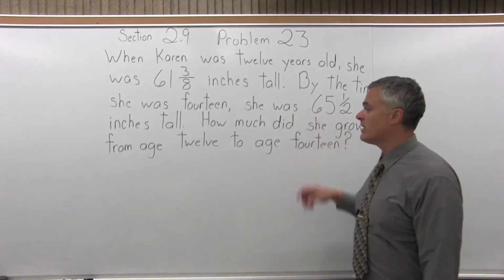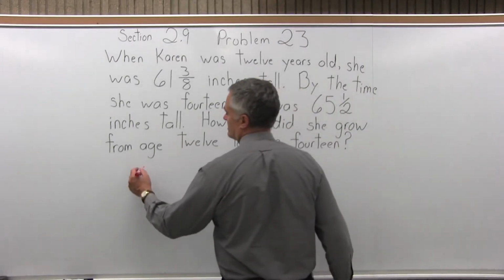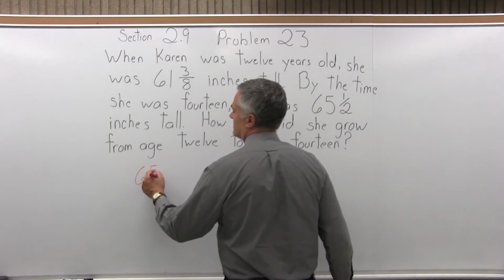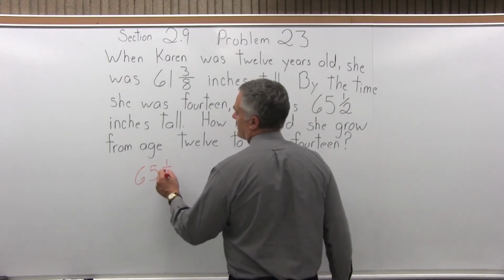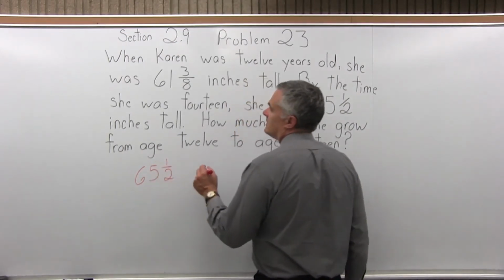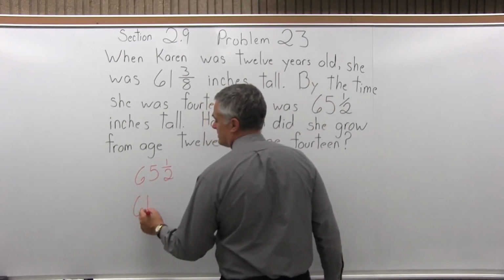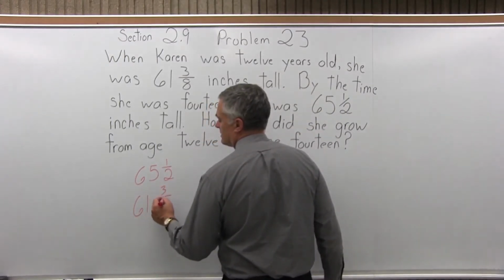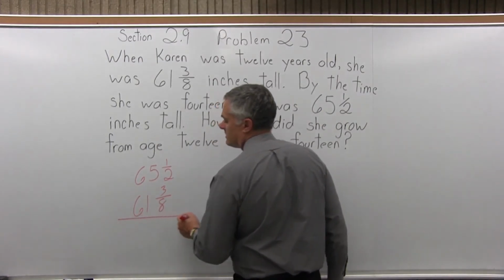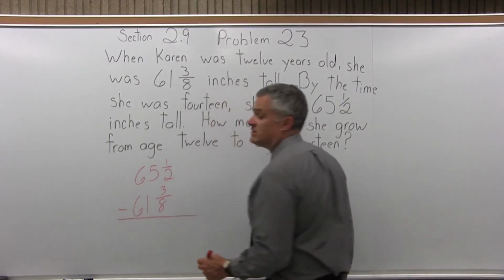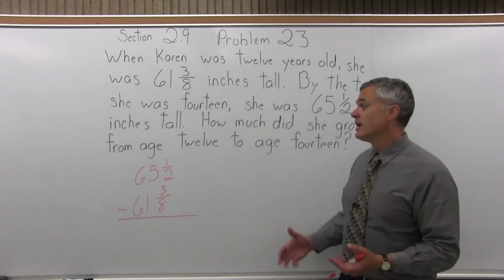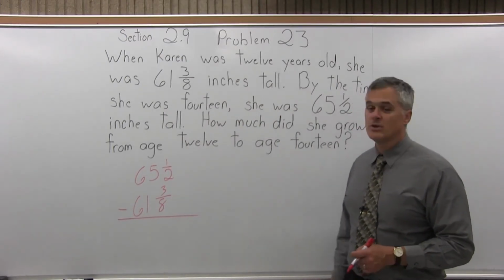So you take the taller height of 65.5 inches. That's 5 foot 5.5 if you're curious. Subtract 61 3/8 inches, and see what that subtraction comes out to. And that'll tell you how much Karen grew in that period of a few years.